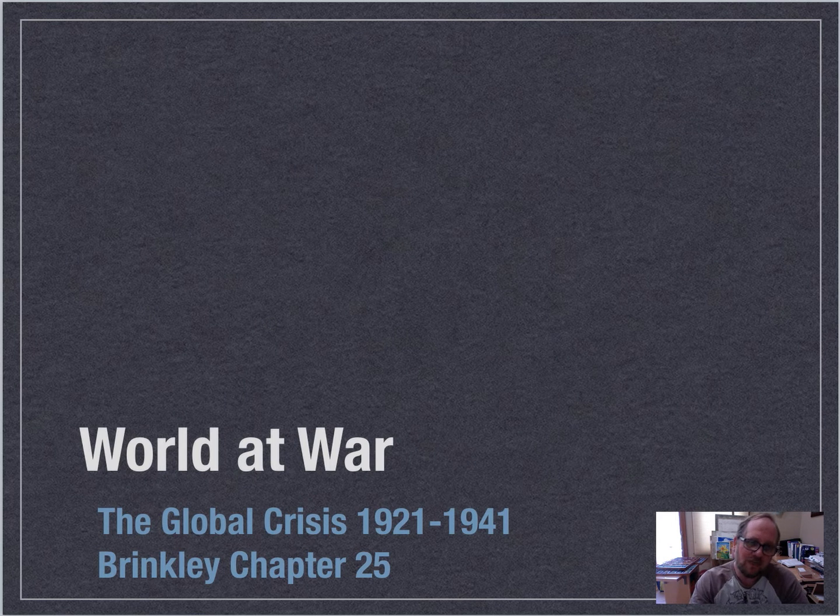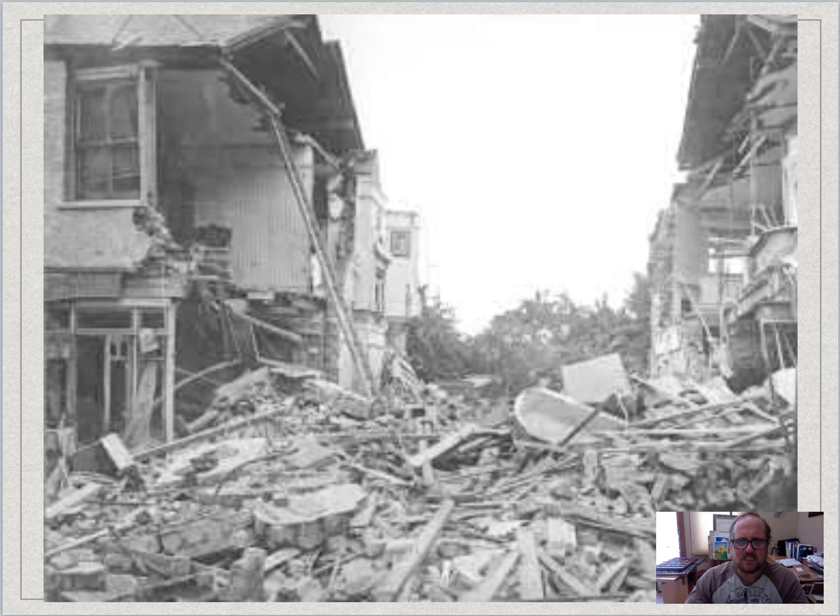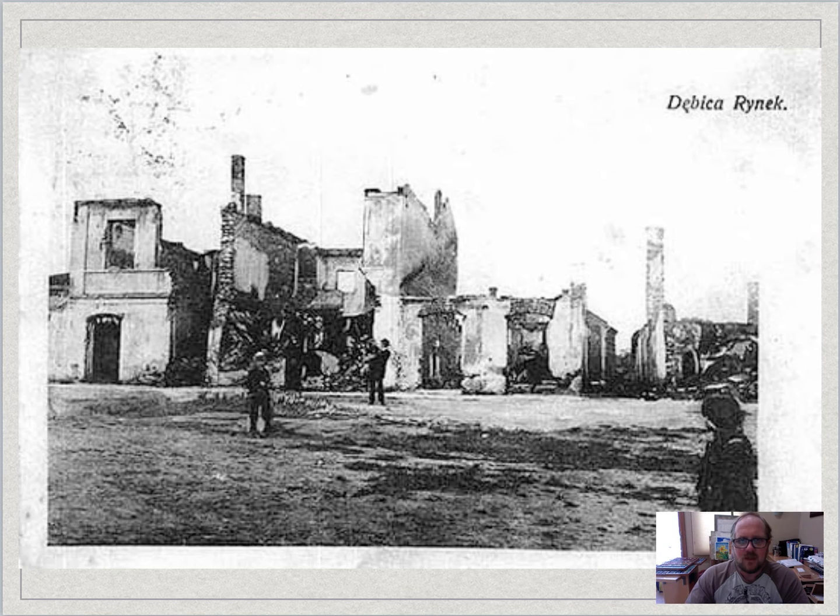In Brinkley, it'll be covering chapter 25, and again, it's from 1921 to 1941, with the bulk of it coming in the 30s. A big thing to know about after World War I is that we're going to see the world in despair, especially Europe, especially Germany. And it's not going to be just economic ruin or social despair. It's going to be actual physical ruins too. Germany was really devastated because of this war.